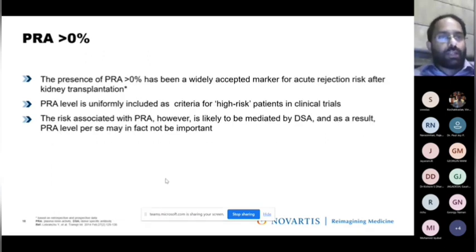Next is the panel reactive antibody. PRA more than 0% has been a widely accepted marker for acute rejection risk after kidney transplantation, and this is uniformly included as a criterion for high risk in various clinical trials. However, the risk associated with PRA is likely to be mediated by DSA. As a result, the PRA level per se may not be very important. Those with high levels of DSA will definitely have a higher PRA level.